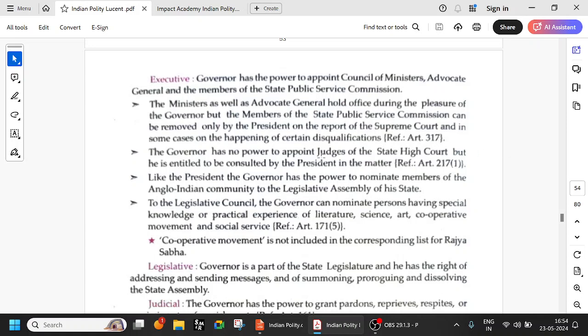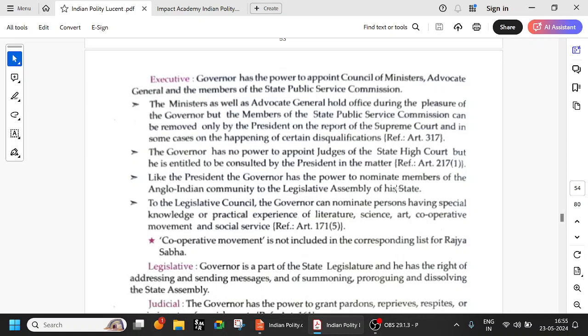The governor has no power to appoint judges of the state high court. So just now I told, right, the governor does not appoint the judges of high court, but he is entitled to be consulted by the president in the matter. But in the case of Supreme Court, it is the president who appoints the judges, of course, on the consultation of the cabinet, but it's the president. So similarly, in the state government, it is not the governor. Even high court judges and chief justice are appointed by the president himself.